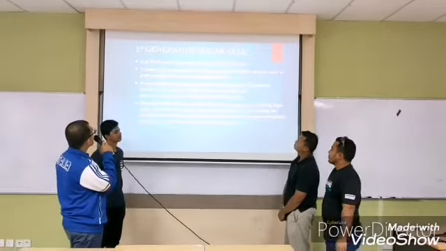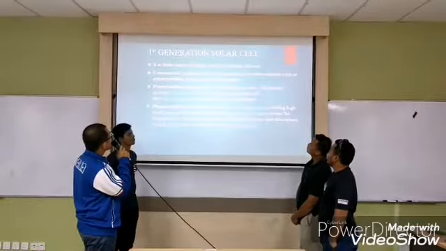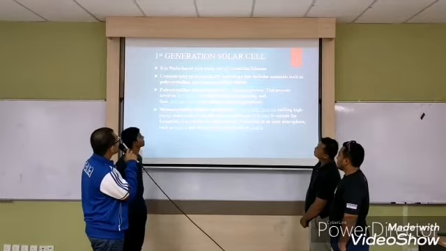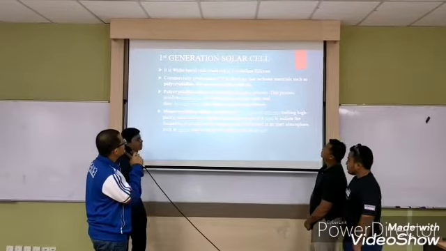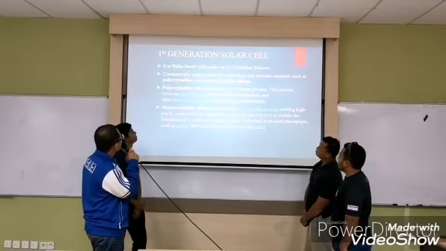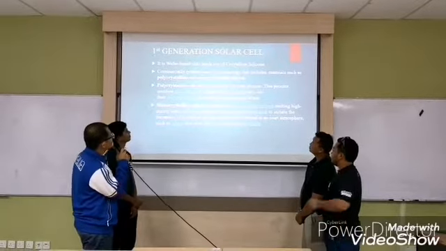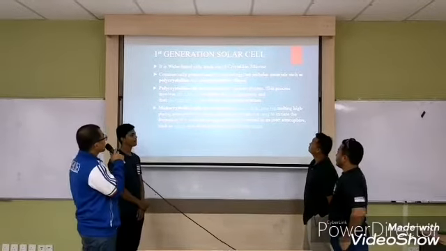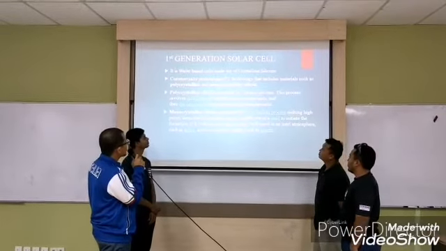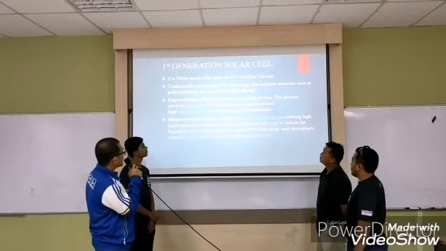The first generation solar cell is a wafer-based cell made out of crystalline silicon. It is the commercially predominant PV technology, and it includes materials such as polycrystalline and monocrystalline silicon. Polycrystalline silicon is produced by the Siemens process. This process involves distillation of volatile silicon compounds and their decomposition into silicon at high temperature.